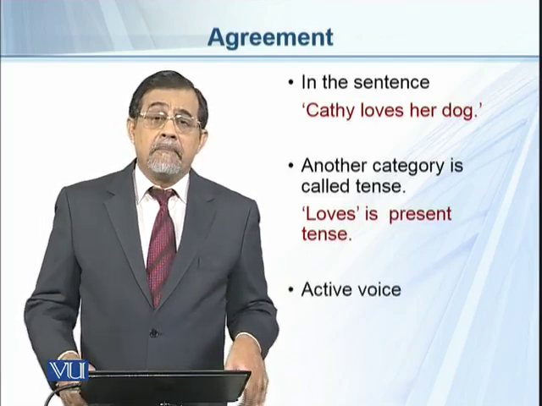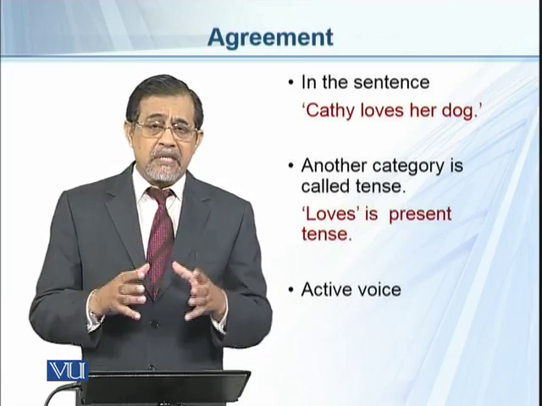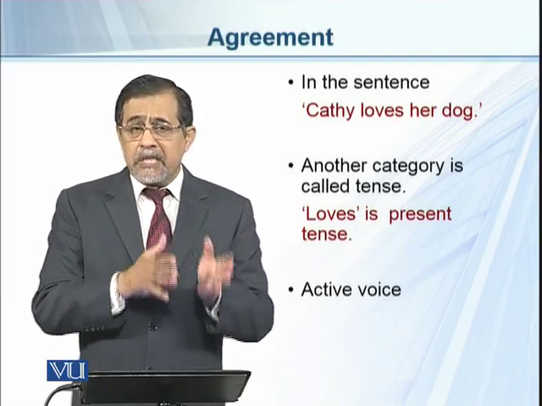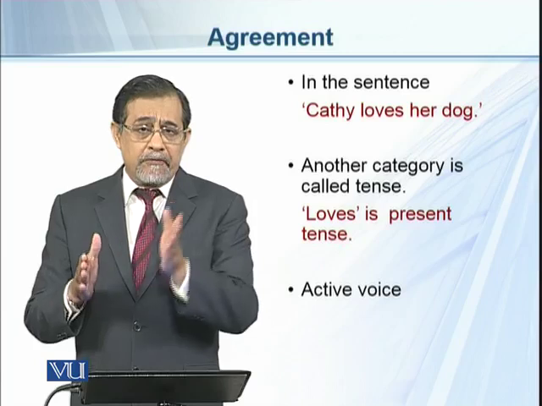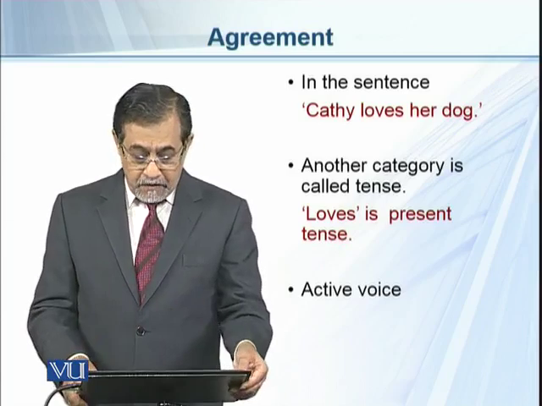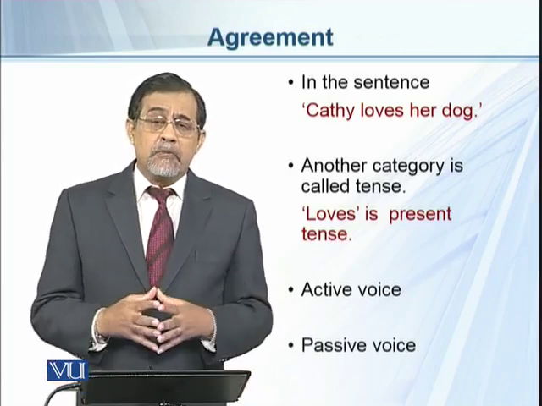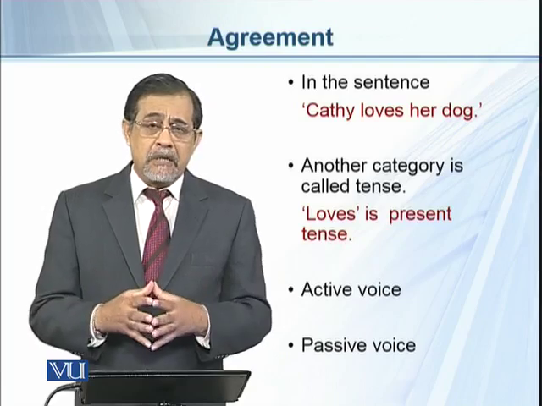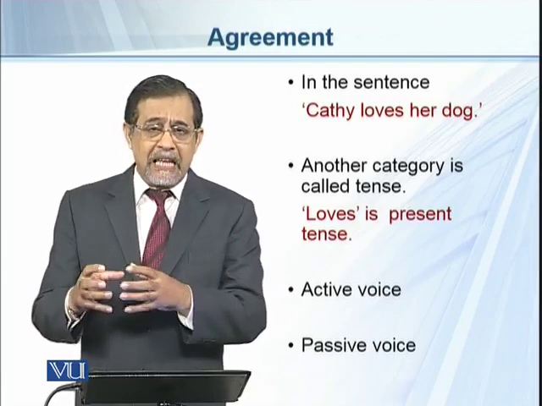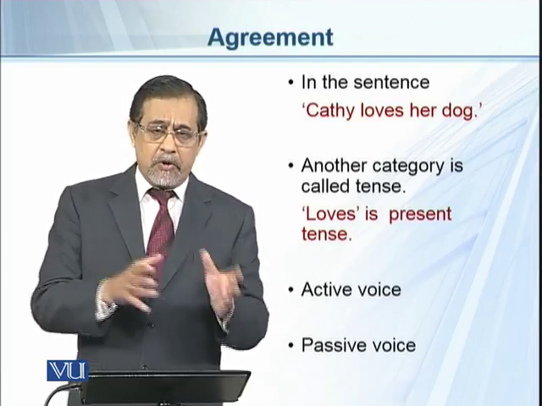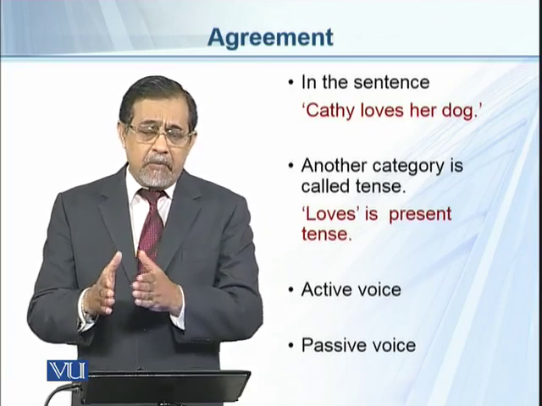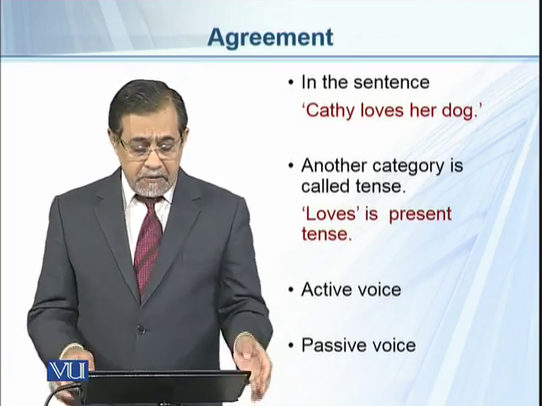Another thing that we come to know about this sentence is that this is an active sentence. Active sentence means the subject is the doer of the action of the verb, right? So it is an active sentence. It can also be put into passive. If we put this very sentence into passive, the sentence would be, her dog is loved. Now her dog, though it is the subject, is receiving the action of the verb, not doing the action of the verb.